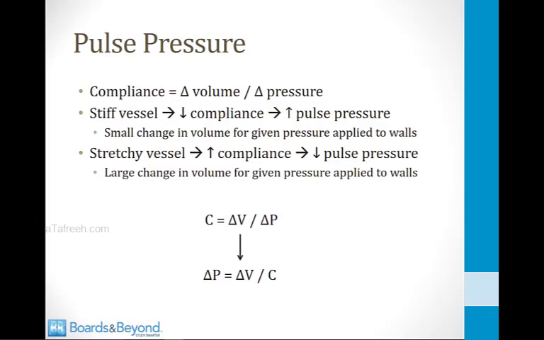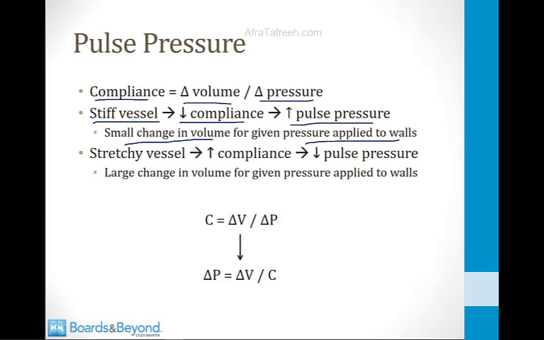To understand this better, you need to appreciate that the compliance of a blood vessel can actually be calculated as the change in volume divided by the change in pressure. So let's consider a stiff blood vessel, which, as we said before, has a very low compliance. These types of vessels have a high pulse pressure. So why is that the case? That's because a small change in volume is all you get for a given pressure applied to the walls.